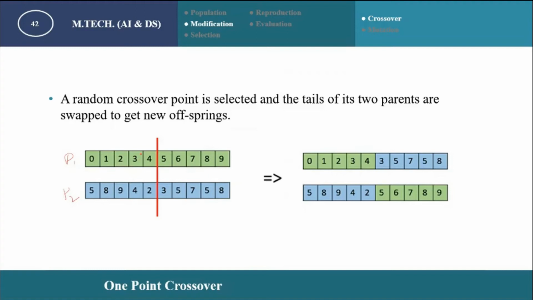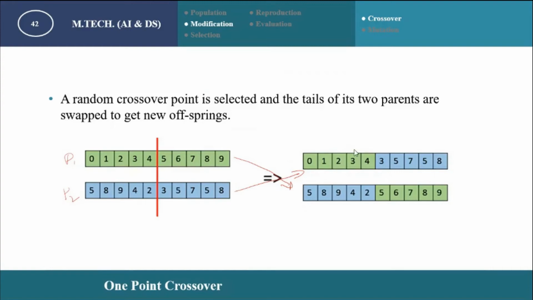parent. The second part of the second parent is joined with the first part of the first parent, and the second part of the first parent is joined with the first part of the second parent. So this way, this part is joined to here and this part is joined to here. So likewise, you will get two new offsprings or two new solutions.